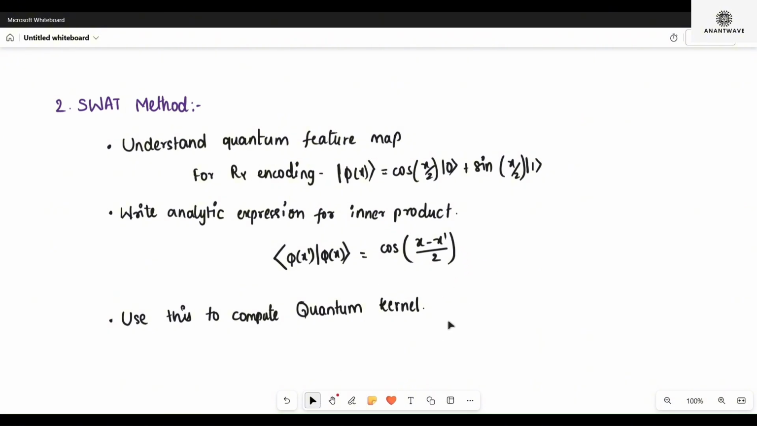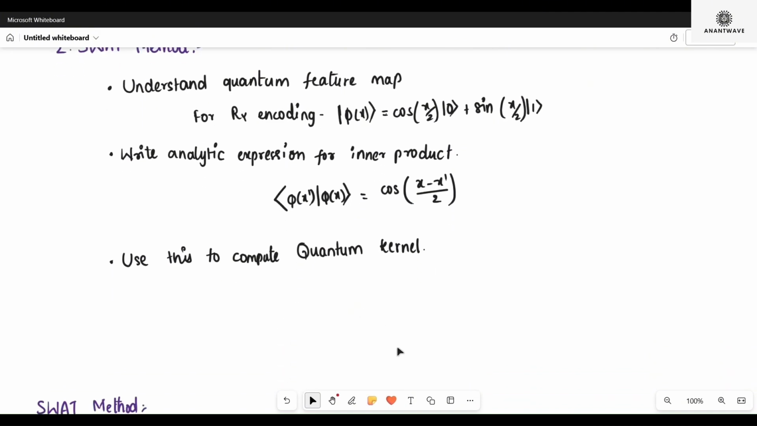And then for calculating the quantum kernel, I know the quantum kernel formula is nothing but the magnitude square of the inner product. We already calculated the inner product. Now we just need to square the inner product to get the quantum kernel. So let's go to the code.